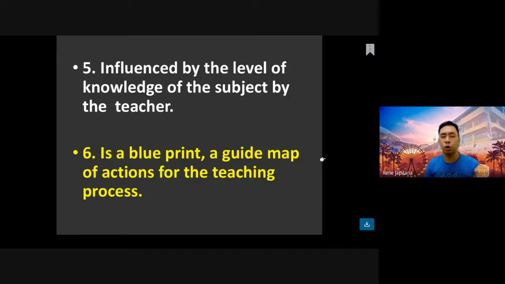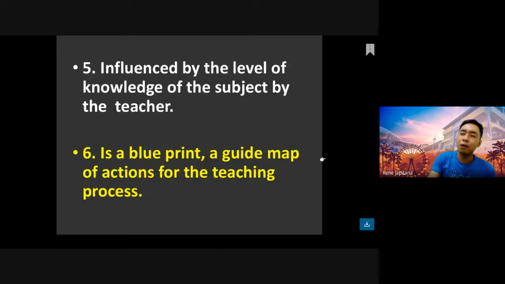But you don't have a choice. Your choice is to study again and prepare for that. And that is why the lesson plan is needed. Number 6, as I mentioned, it is a blueprint, a guide map, a roadmap of action for teaching and process.